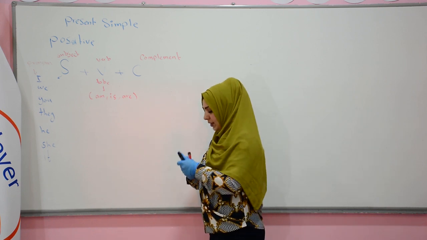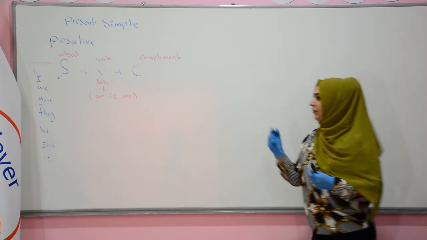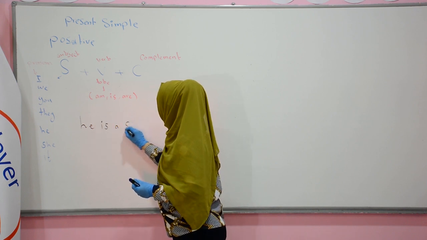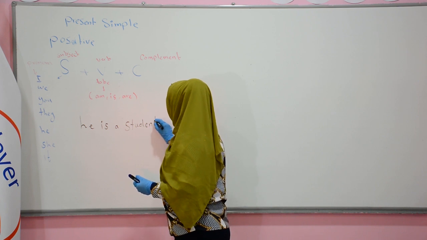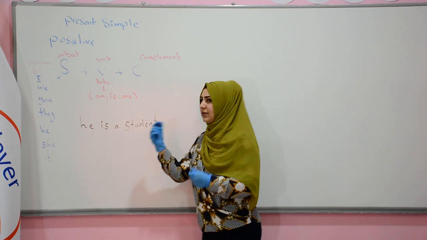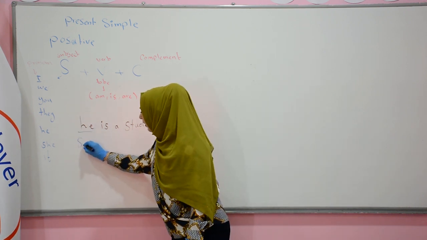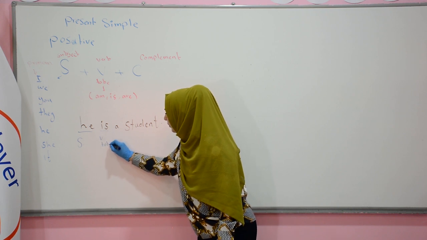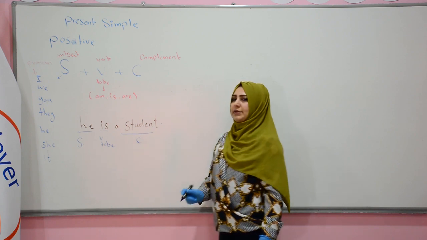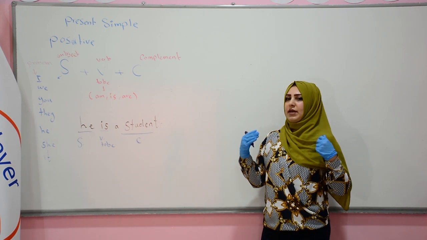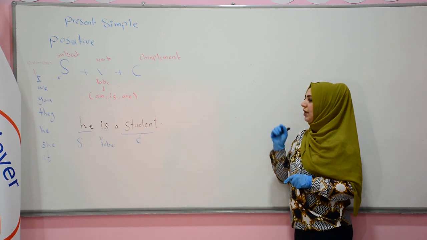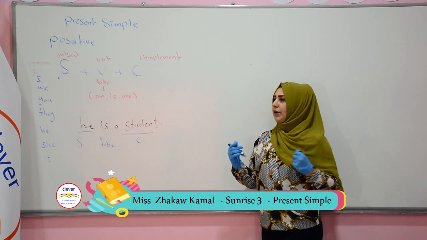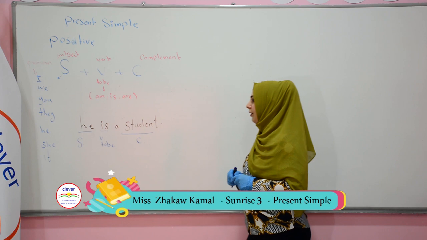Let me say the example sentence. For example, he is a student. What's he? Where's the subject? Of course, the subject is he. And where's the verb? Of course, is. It is verb to be. A student, it is complement. Complement means what comes after the verb. He is a student. She is a student. We are, for example, we are students.